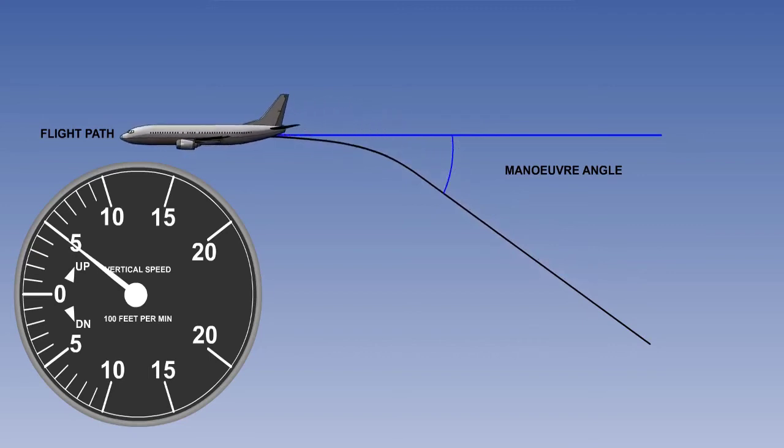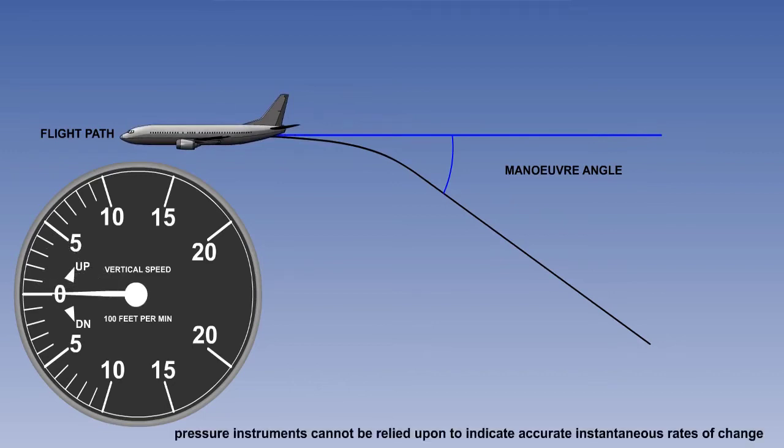is not an accurate representation of the aircraft's actual flight path. The lag in pressure instrument readings can persist for some time after the event, and therefore pressure instruments cannot be relied upon to indicate accurate instantaneous rates of change. The higher the altitude of the aircraft, the longer the error will be likely to last.